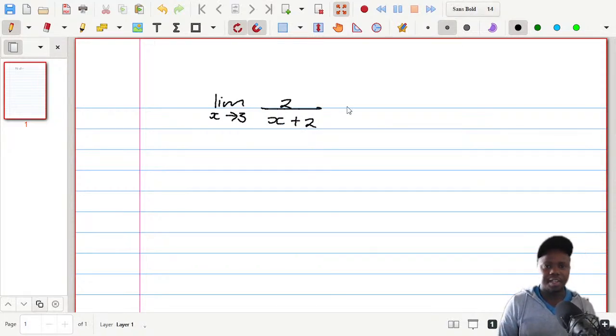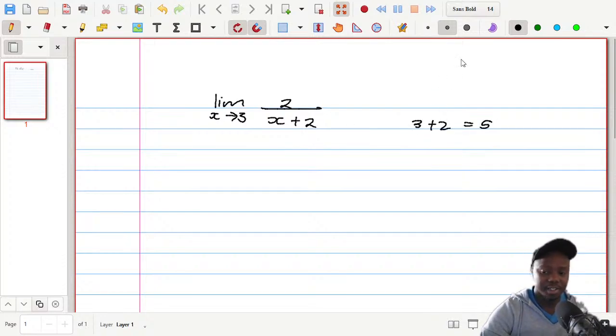Now to calculate the limit, let's ask ourselves this question. Can we substitute x equals 3 and not get undefined? Well, let's check. First of all, if I substitute x equals 3 into my denominator, I get 3 plus 2, which is equal to 5. This does not give me undefined. So it is safe for me to substitute x equals 3.